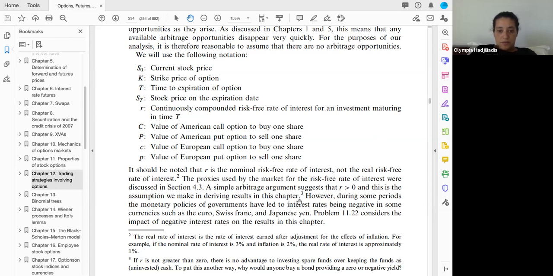A simple arbitrage argument suggests that r is greater than 0, and this is the assumption we make in deriving results in this chapter. However, during some periods, the monetary policies of governments have led to interest rates being negative in some currencies, such as the euro, Swiss franc, and Japanese yen. But at this moment, we assume that r is greater than 0.